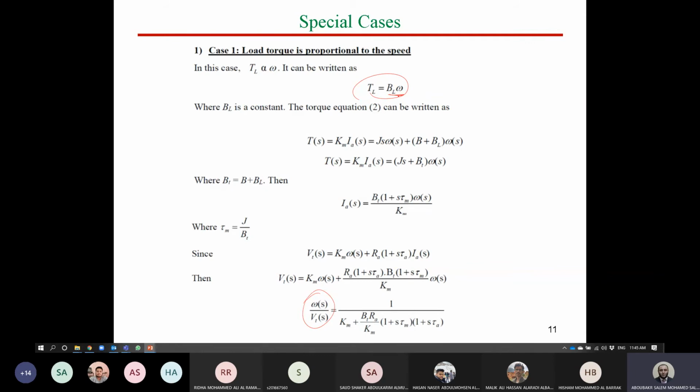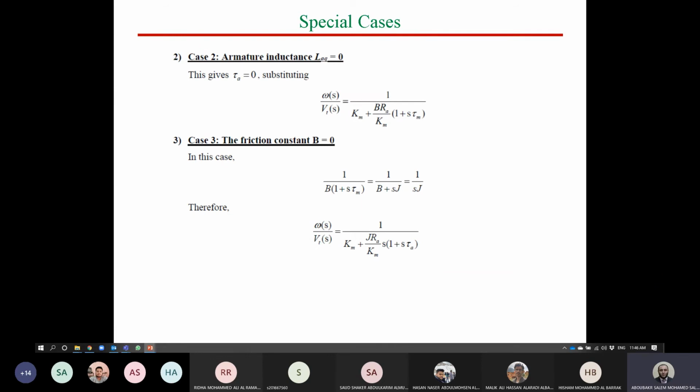So in the mechanical or dynamic equation, we can say now Km multiplied by I, which is T electrical, equals J S omega plus, you know the relation was, B omega plus TL. Now TL is BL multiplied by omega as well. So we can say B plus BL multiplied by omega. And now we consider B plus BL as one B, B total for instance, and get the same equation. Okay, guys? So this will be the final transfer function if we consider the load torque is proportional to speed. This is one special case.